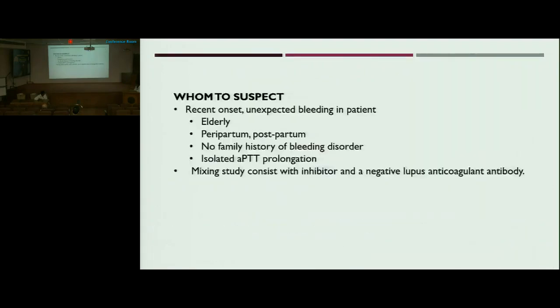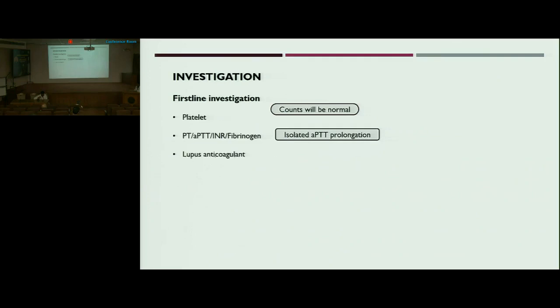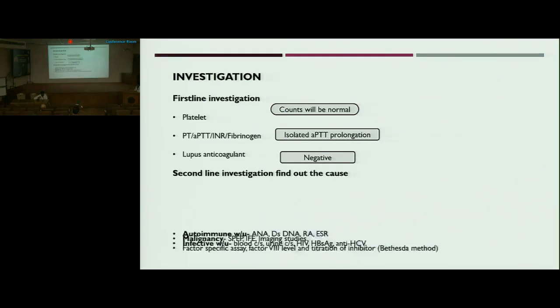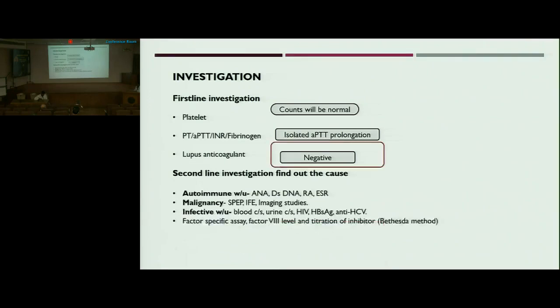Whom to suspect: recent and unexpected bleeding in a patient who is elderly, peripartum or postpartum, with no prior or family history of bleeding disorder, with isolated APTT prolongation and a mixing study suggesting an inhibitor, or a negative lupus anticoagulant antibody. On first line investigation, the platelet count will be normal. The coagulation profile shows isolated APTT prolongation with the lupus anticoagulant being normal. Second line investigation is to find out the cause, like autoimmune, malignancy and infective workup.